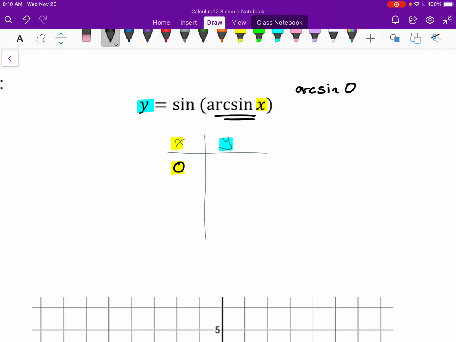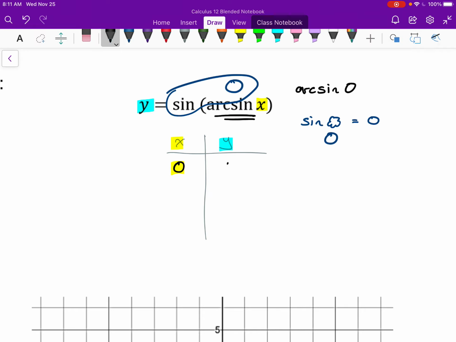All right, which means sine of what equals 0? Okay, well, the sine of 0 equals 0. So all of this is 0. And now I have the sine of 0, which is also 0.